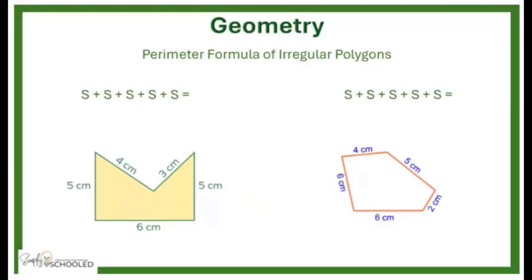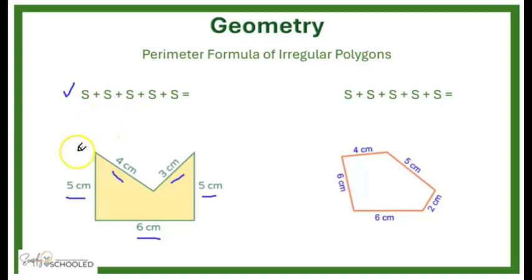Polygons are shapes made up of straight lines. Irregular polygons are polygons where the sides are all different lengths. So the formula for finding the perimeter of an irregular polygon is adding all the sides together. So if this shape right here has 1, 2, 3, 4, 5 sides, the formula is adding s 5 times.